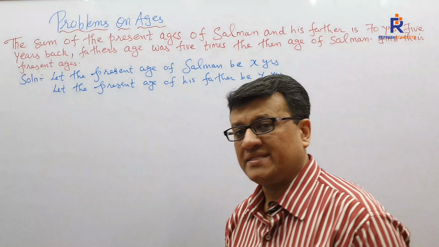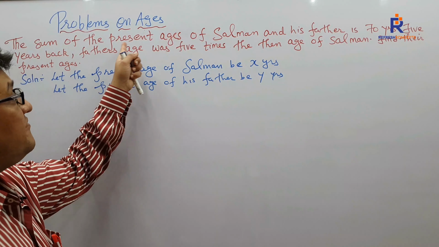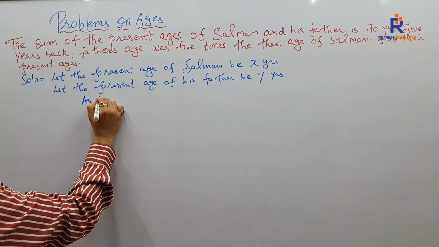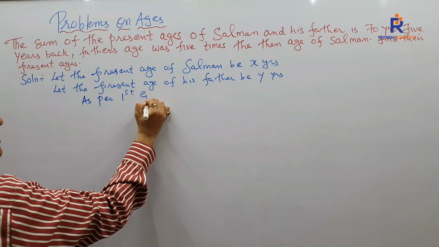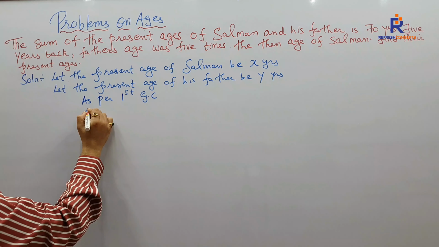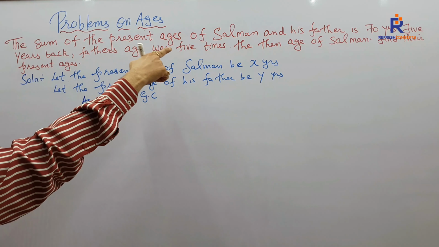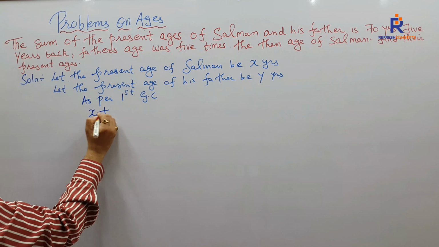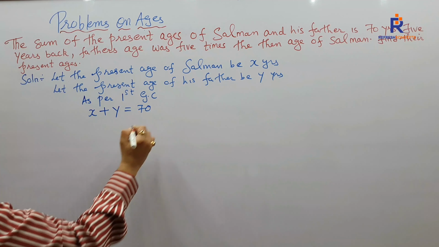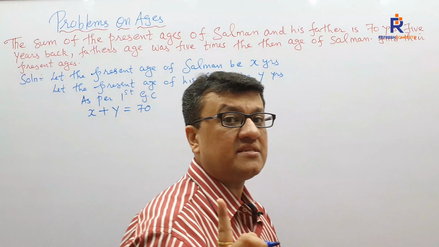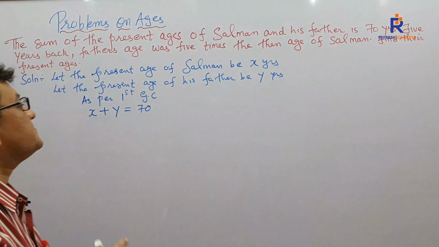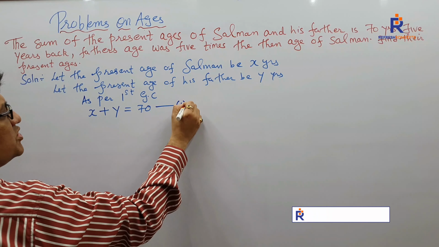Now we read the sum once again. The sum of the present age of Salman and his father is 70 years, as per the first given condition. As I kept on saying in the first video itself, henceforth I shall be writing given condition as GC. Sum of present ages of Salman and his father is 70. As I said in the previous video, there are two ways. One is understand the English and the second is frame it word by word. And what we prefer? We prefer word by word. X plus Y is 70, equation number 1.